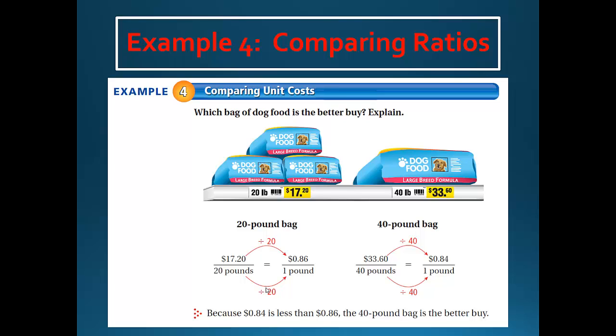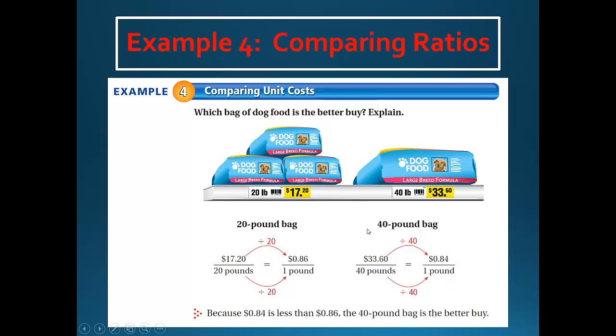So for the 20-pound bag, it's $17.20 for 20 pounds. We want to know how much it costs for 1 pound. So we would have to divide the denominator by 20 to get 1 pound. So we also would divide the numerator by 20 as well. And $17.20 divided by 20 is 86 cents. So the 20-pound bag of dog food costs 86 cents per pound.